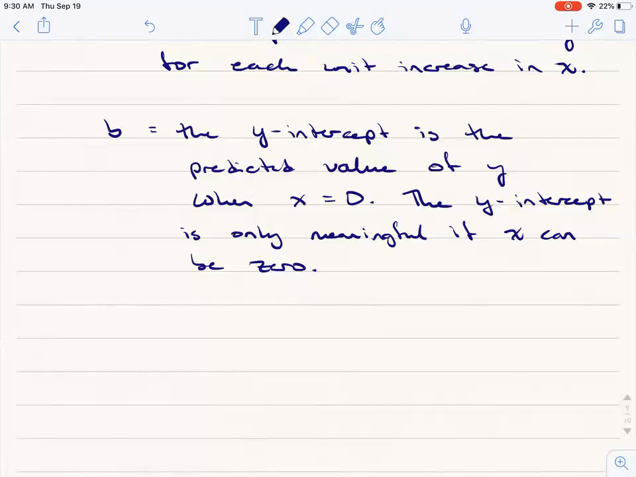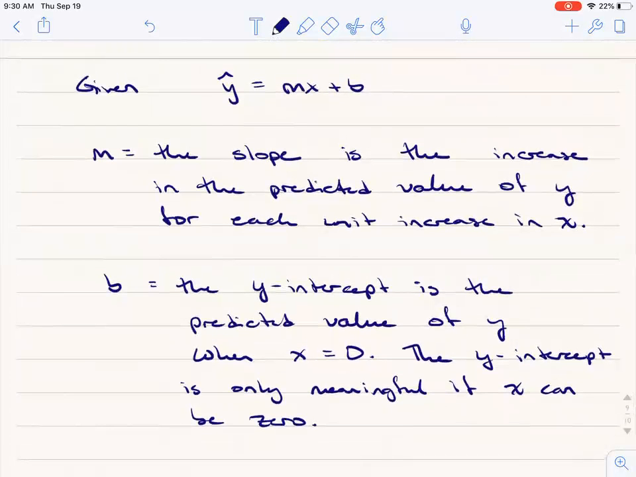Sometimes you could go either way, so you could argue it either way, as long as you latch on to the fact that the intercept is when X equals 0. As long as you're arguing around whether X can be 0 or not, you're safe. So if you think about B logically, the y-intercept is the predicted value of y when x is 0. If x is 0, this goes away, and then you've got y hat equals b. The predicted value of y when x is 0.